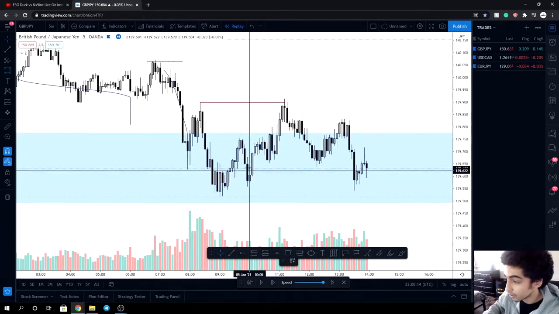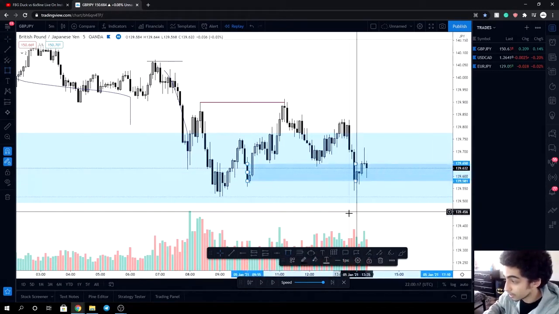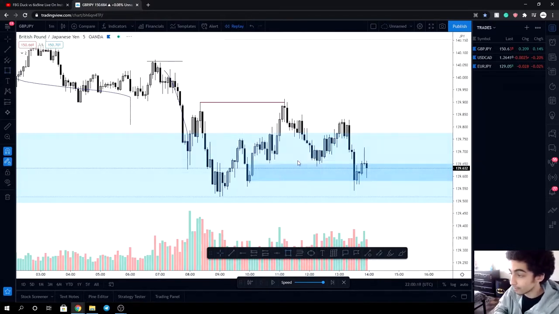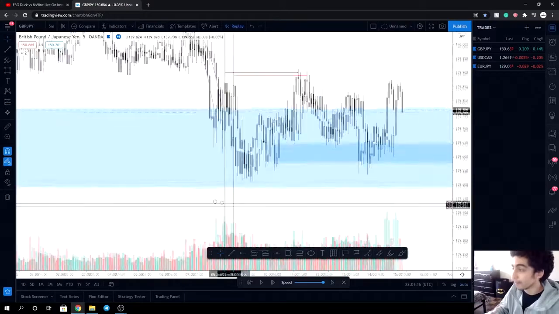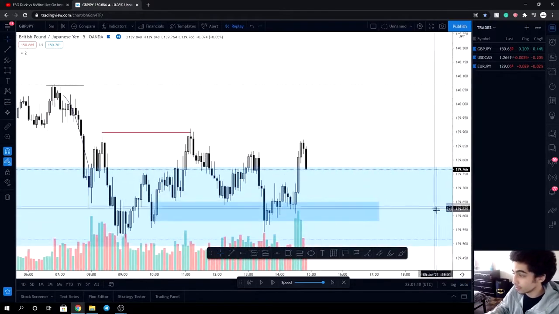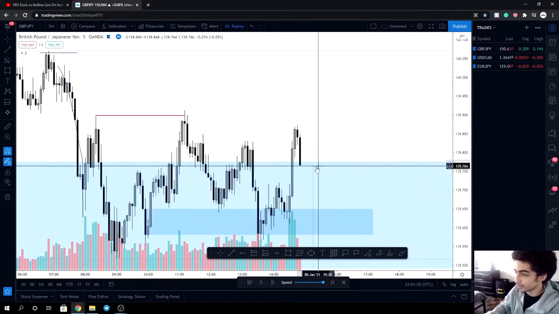So for that, you can look at this last down candle here, right? Or you can even go to the 1 minute time frame to get a better entry. Okay, sorry, I can't go to the 1 minute. I guess it's too far. My bad, guys. Small little mistake right there. Apparently I can't go to the 1 minute because it's too far back.